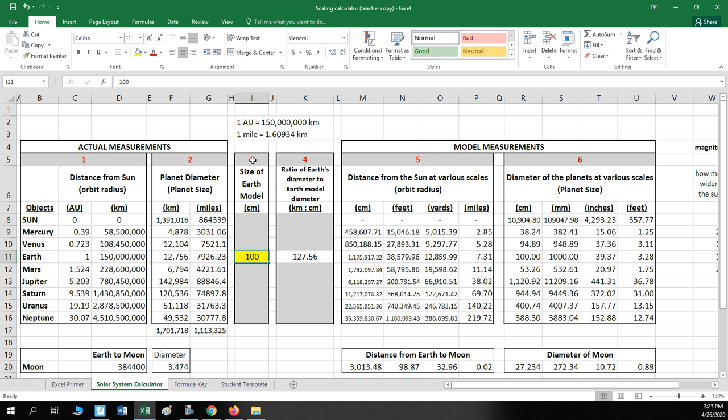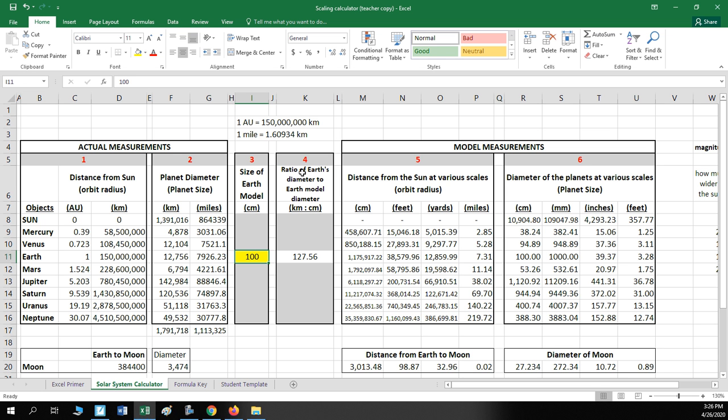Table 3 is the important one for once the calculator is totally finished. So in this table, what you'll do is you'll input information into this yellow highlighted box. You'll input the size of your model Earth in centimeters, and then everything else will be updated for you.